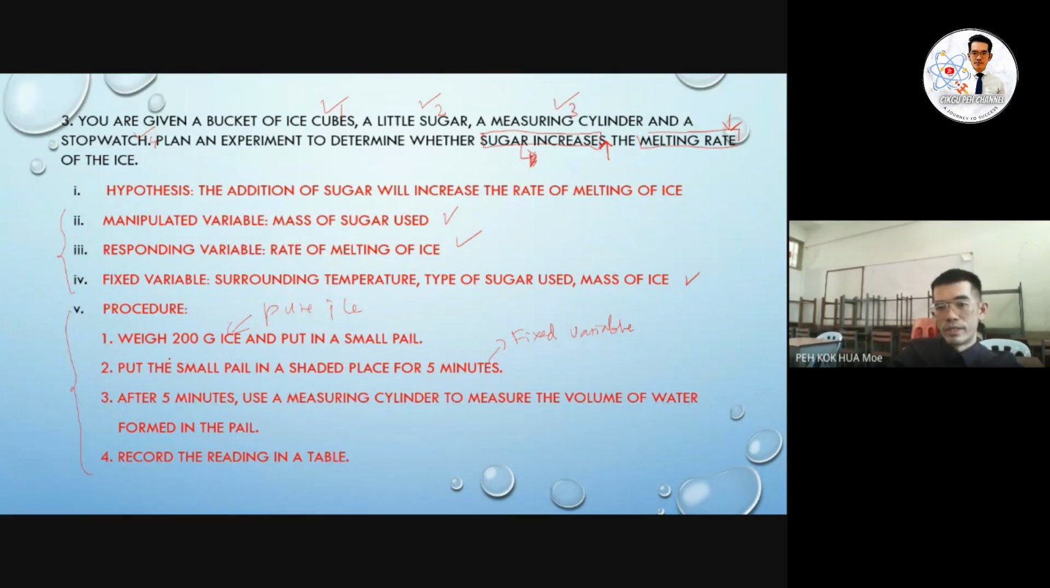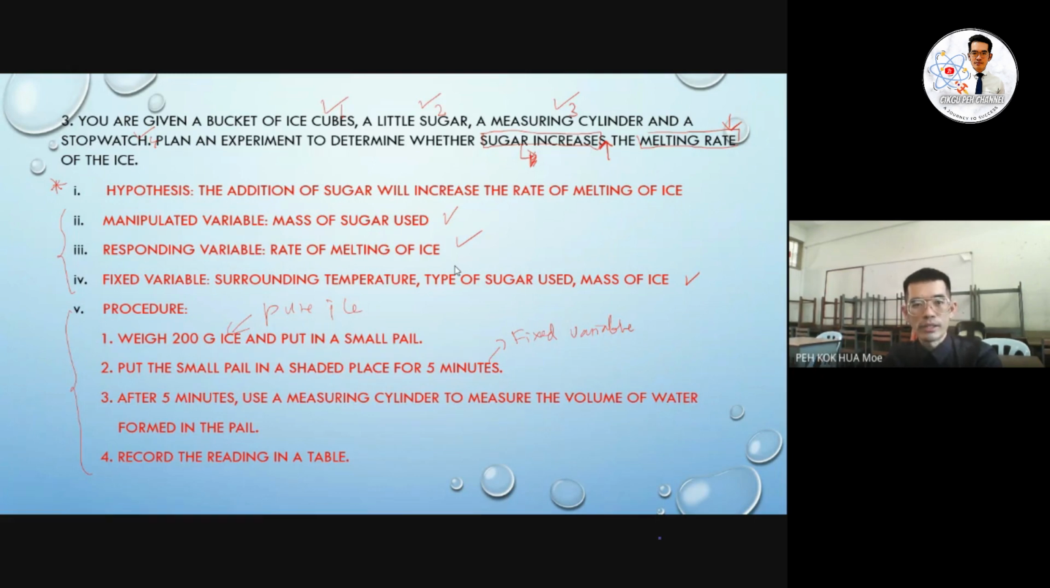Here the question does not ask you to get the result. But I already discussed the result. I expected that with the addition of the sugar, the rate of the melting will become lower. This is my expectation, but I'm not sure whether this statement is correct or not. However, this is just a discussion about the plan of the experiment. We have not yet conducted our experiment.